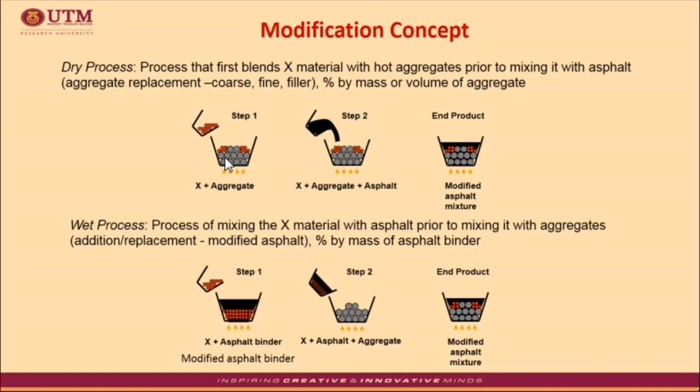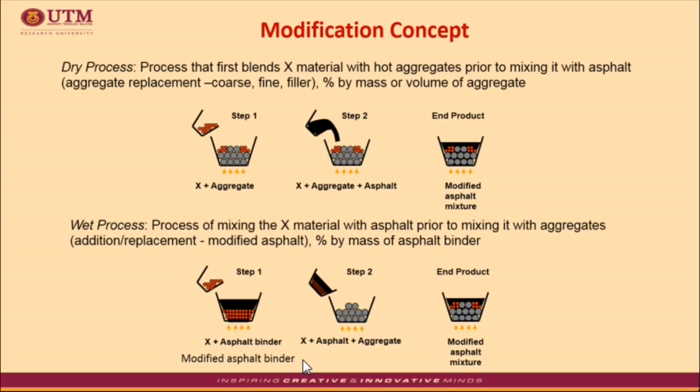The other method is the wet process, which refers to the process of mixing any material with asphalt binder prior to mixing it with aggregates, through addition or replacement, which is known as modified asphalt binder. The percentage of modifier is normally added by mass of the total asphalt binder. Both methods have been used a lot in asphalt modification in order to improve the properties and application.